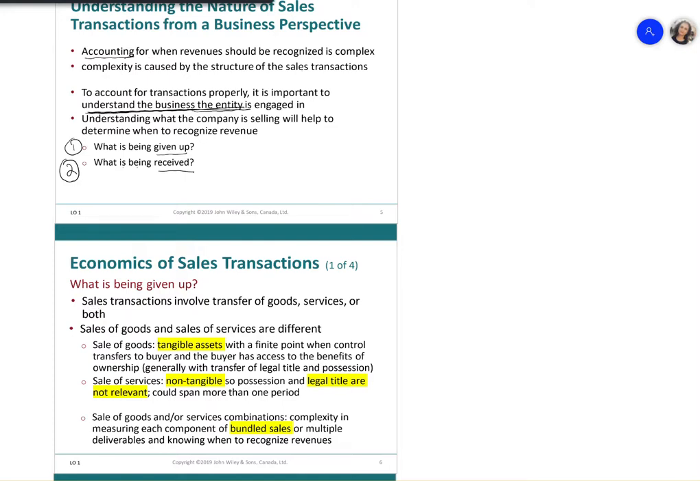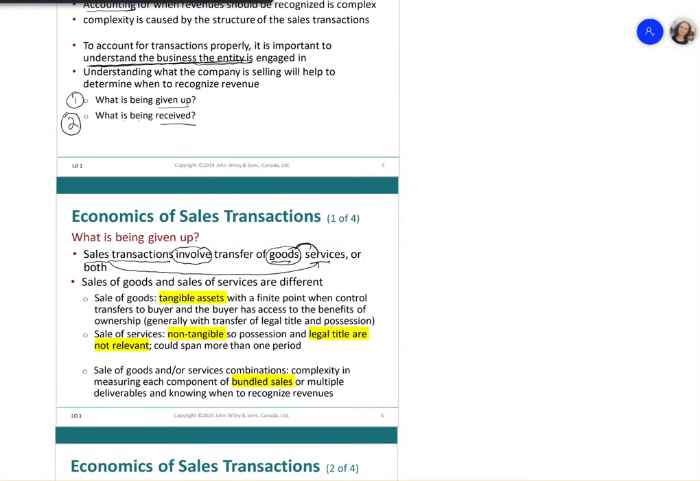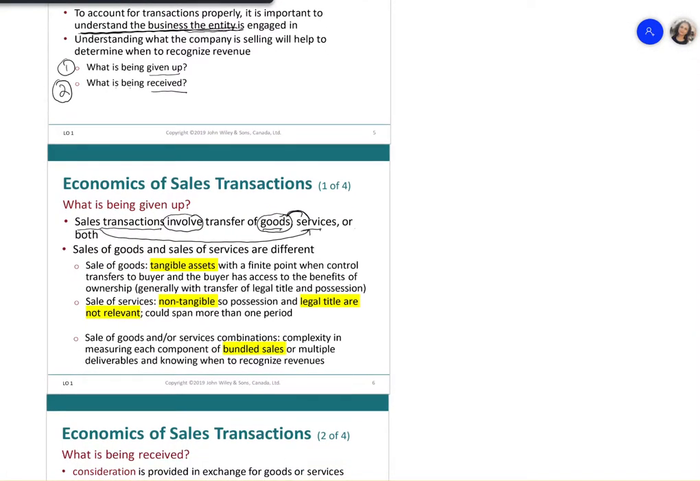Now, when we talk about a revenue or sales transaction, it involves the transfer of a good, service, or both. Sometimes we have a sale where we're selling just the goods. Sometimes we're selling the service, and sometimes we have both. When there's both, it makes it a little bit more complex. But when it's one or the other, it's a little bit easier to recognize the revenue.